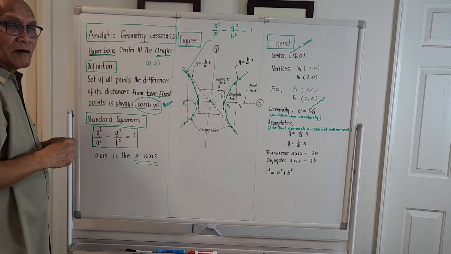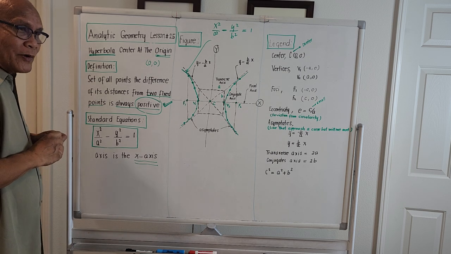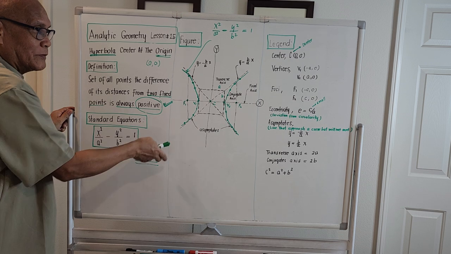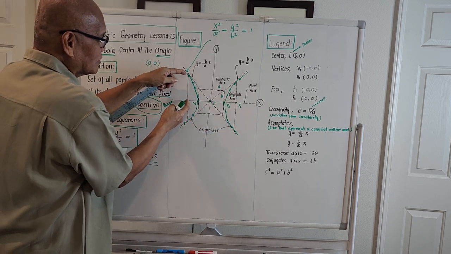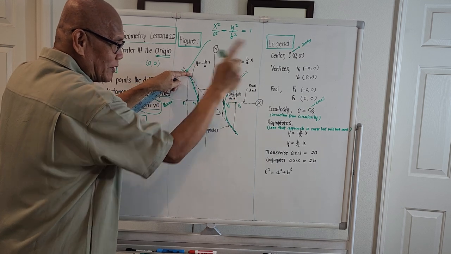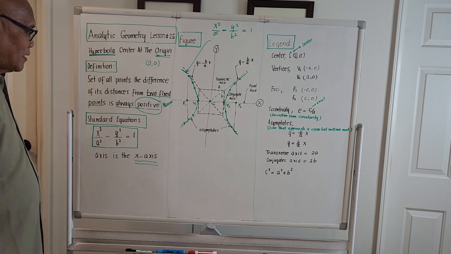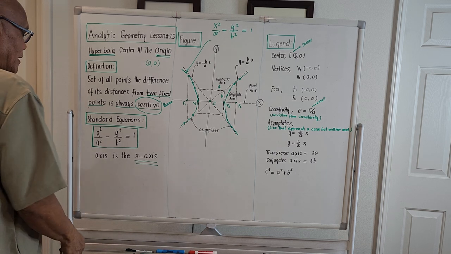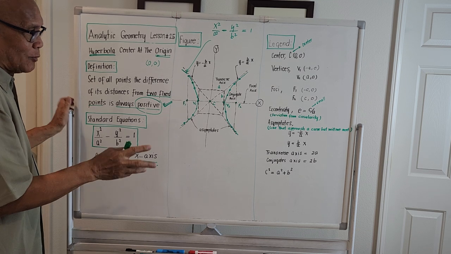Okay? It's easy to remember. The set of all points as the point moves along the curve, if you try to take the difference of the longer distance minus the shorter distance, from these two fixed points, the difference will always be positive. That is a hyperbola.